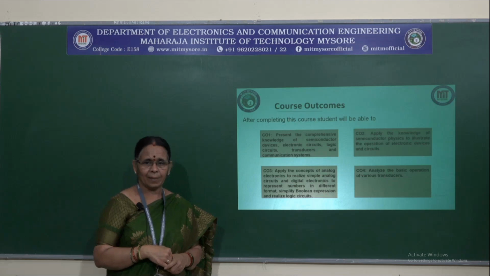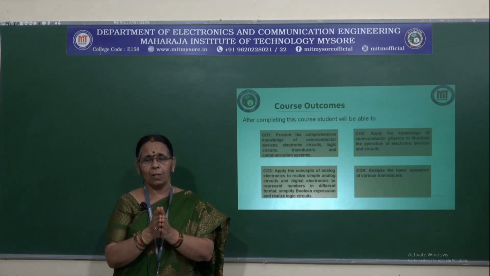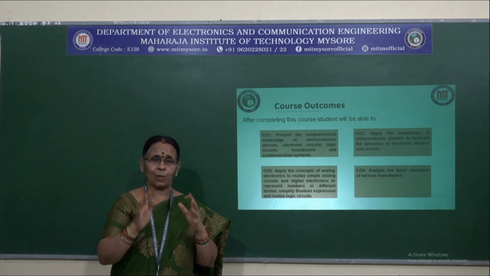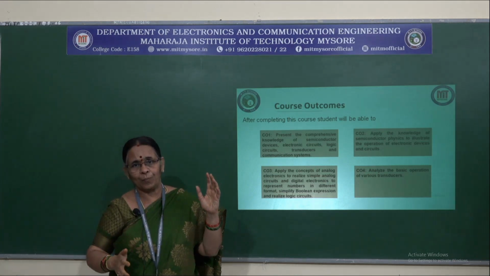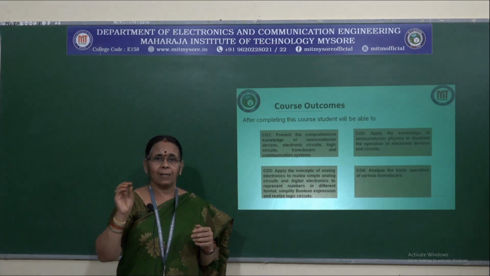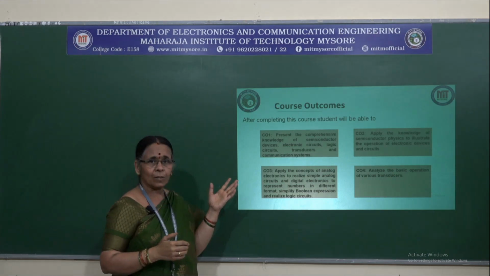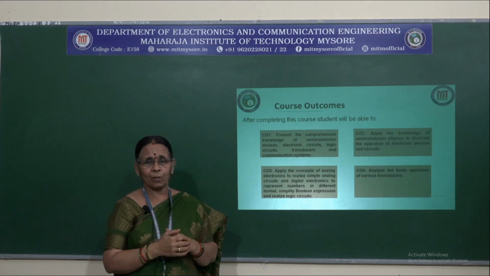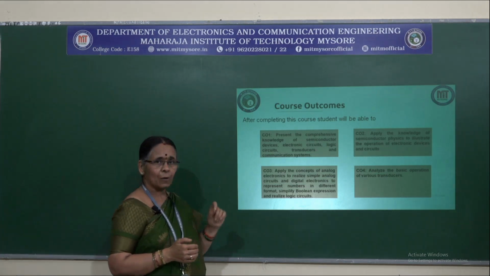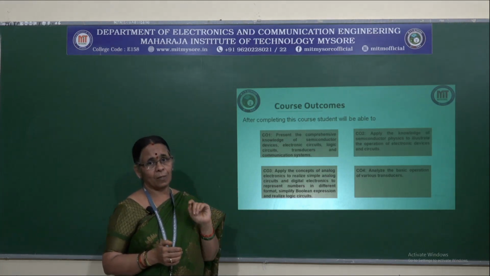After completing this course, the students will be able to... that means once you complete a course, the expectation from the student is that he should be able to do so and so. So what are those things? They are classified as course outcomes. After studying that, what are the different course outcomes he is going to have? There are 4 course outcomes: CO1, that is course outcome 1, CO2 course outcome 2, CO3 course outcome 3 and CO4 course outcome 4.